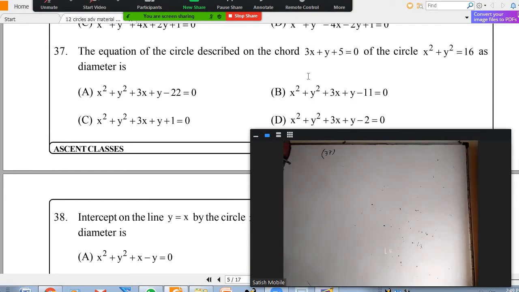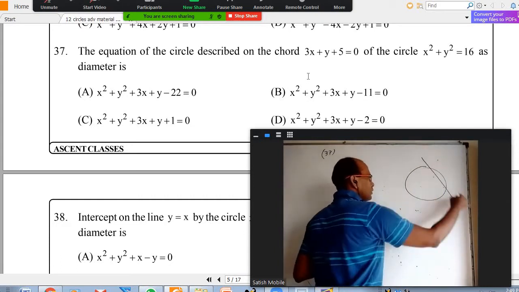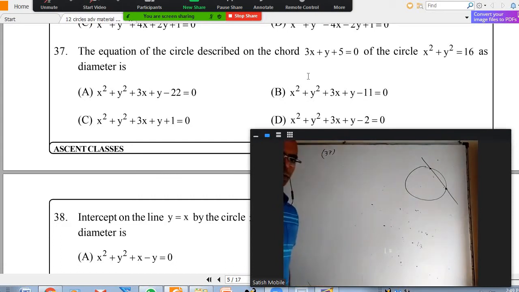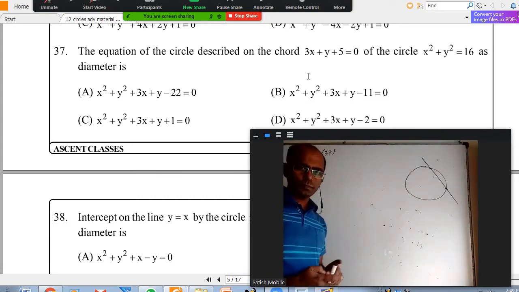37, the equation of the circle described on the chord. Okay, fine. So we have a circle and we have a line, with these two points as ends of diameter. All of you, please put on your video. Whoever's video is off, please don't make us repeat.